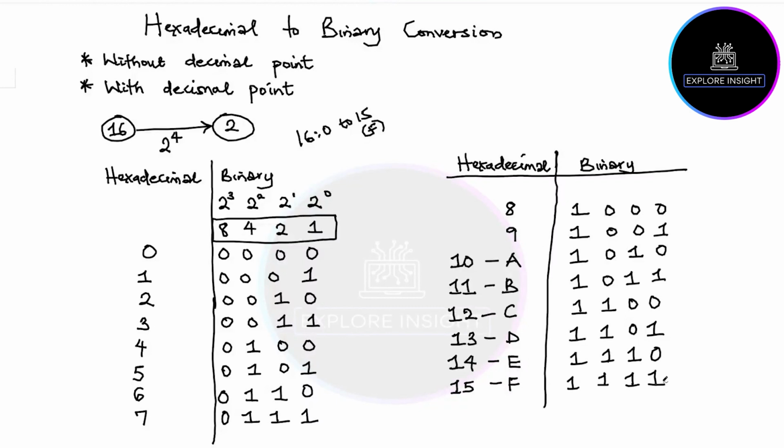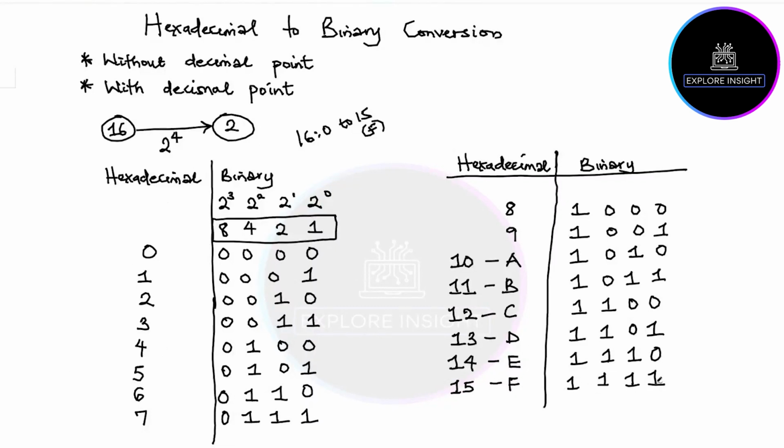Now, we'll be able to relate the value of hexadecimal to binary. So it means if we have 1 in hexadecimal, the binary is 0001. If we have 4 in hexadecimal, the binary will be 0100. Likewise, for F, it's going to be 1111.